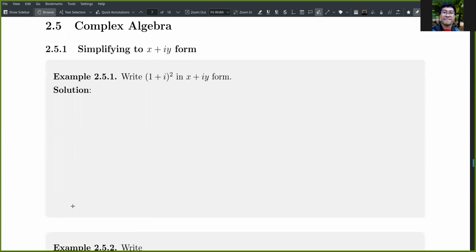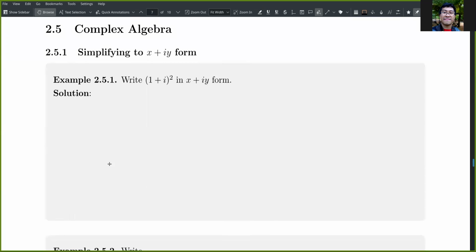Okay, now let's do some algebra consisting of complex numbers. First, let's try to write (1 plus i) squared in x plus iy form.